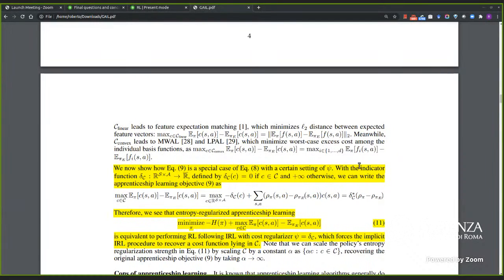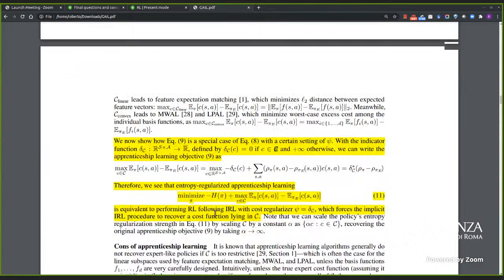So with this indicator function, which is defined as follows, defined by being 0 if C belongs to the class of cost functions that you are considering, and plus infinity otherwise, we can write the apprenticeship learning objective as this one, which is basically corresponding to this. Okay.